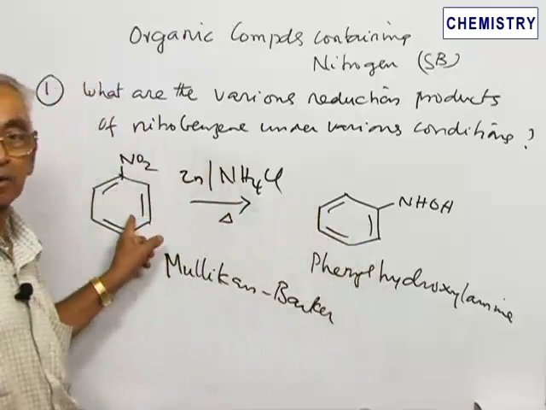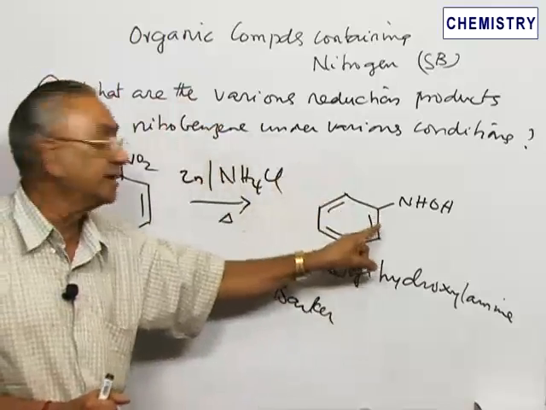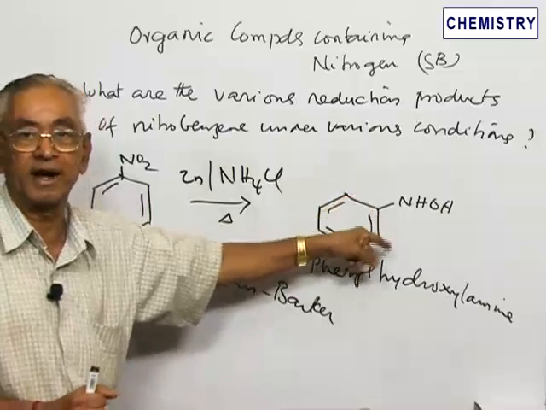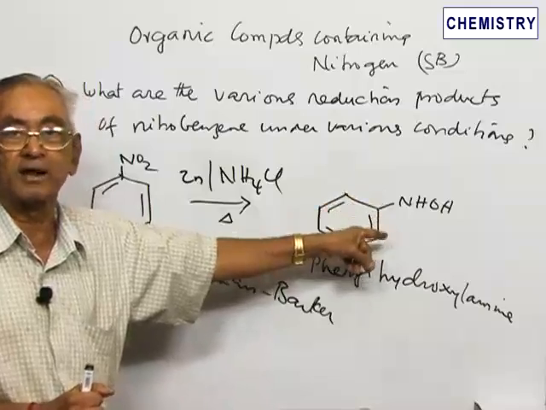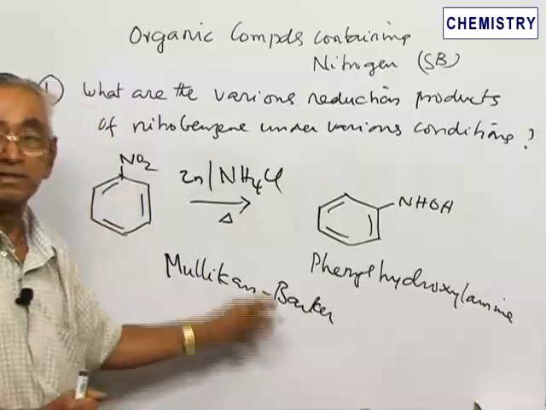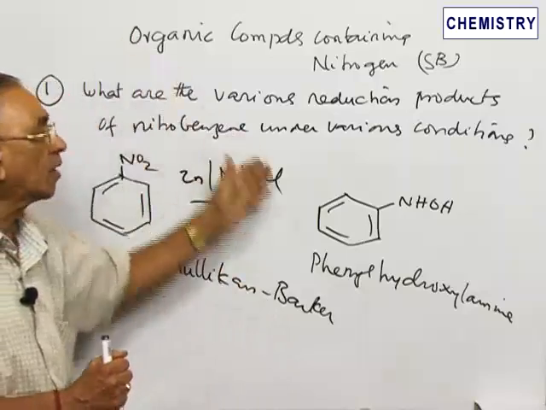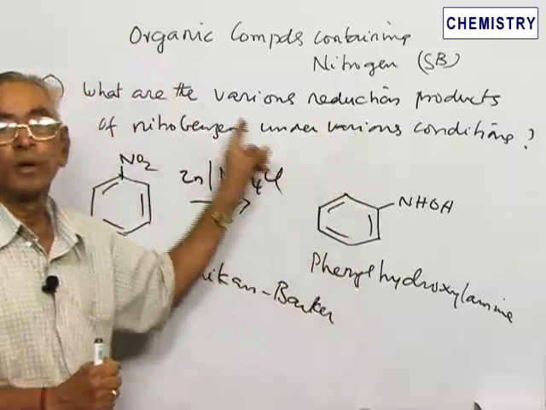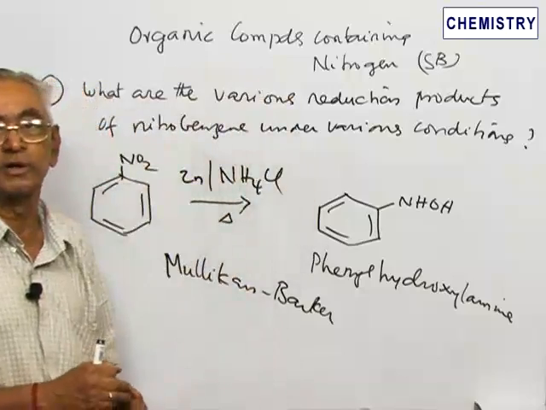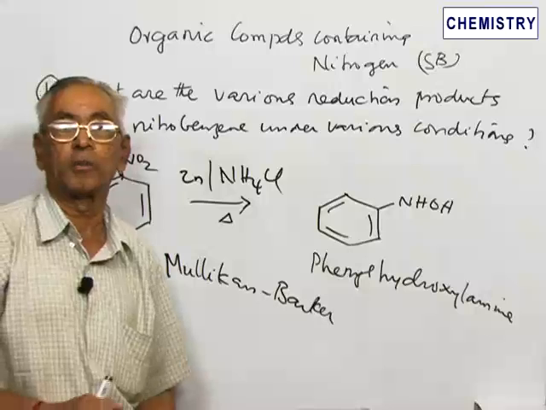You reduce nitrobenzene not under acid or alkaline conditions but under neutral conditions. The product obtained is phenyl hydroxylamine, which has some reducing properties. This, on reaction with Tollens reagent, ammoniacal silver nitrate, will lead to the formation of a black precipitate. This is the basis of what is known as the Mulliken and Barker's reaction, which is a test for the nitro group. So these are all the various reduction products of nitrobenzene. This is a very important part of our study of organic nitrogen compounds, and we start with the nitro compounds and then we proceed to the other more important compounds, namely the amines.